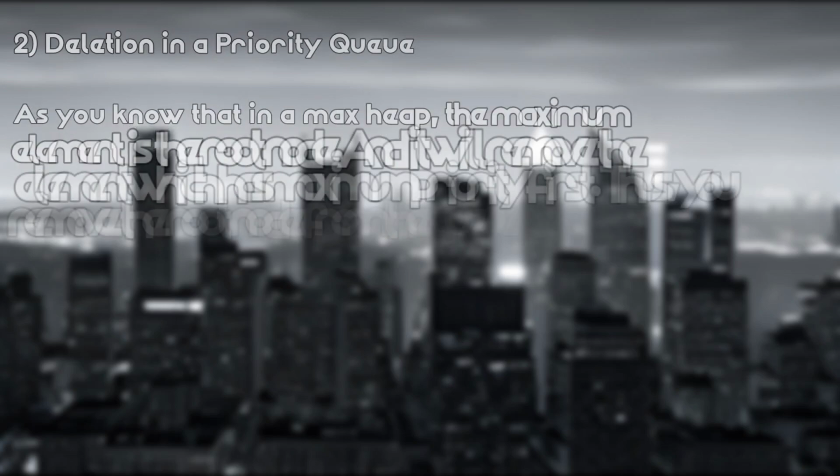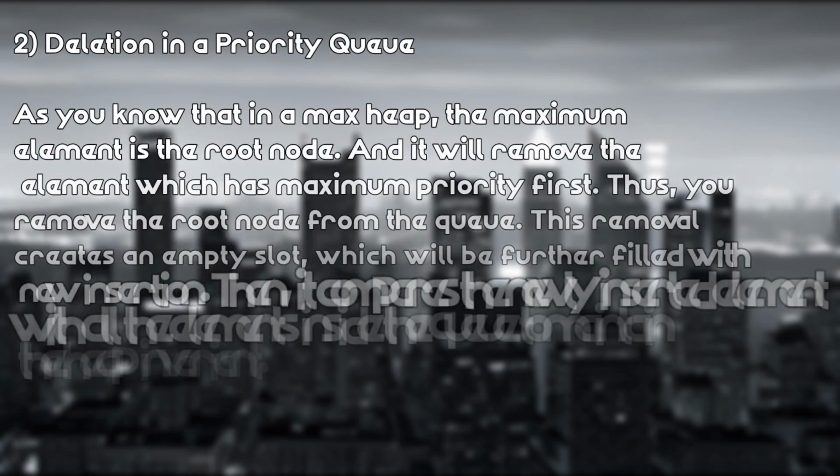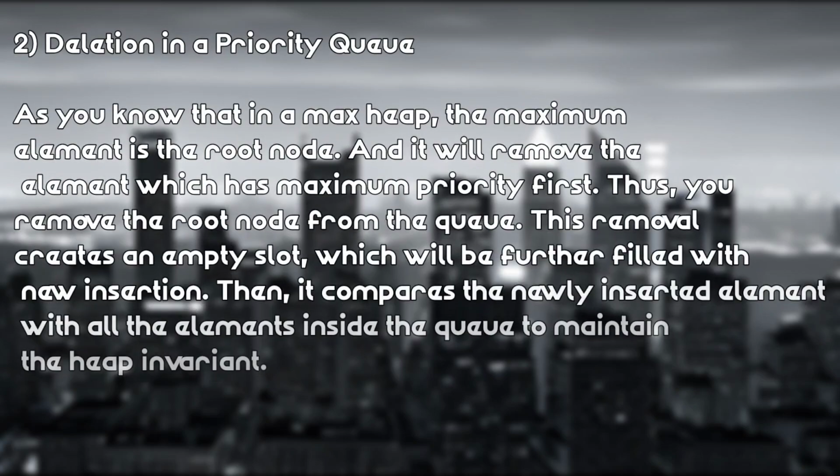2. Deletion in a priority queue. You know that in a max heap, the maximum element is the root node, and it will remove the element which has maximum priority first. Thus, you remove the root node from the queue. This removal creates an empty slot, which will be further filled with new insertion. Then, it compares the newly inserted element with all the elements inside the queue to maintain the heap invariant.